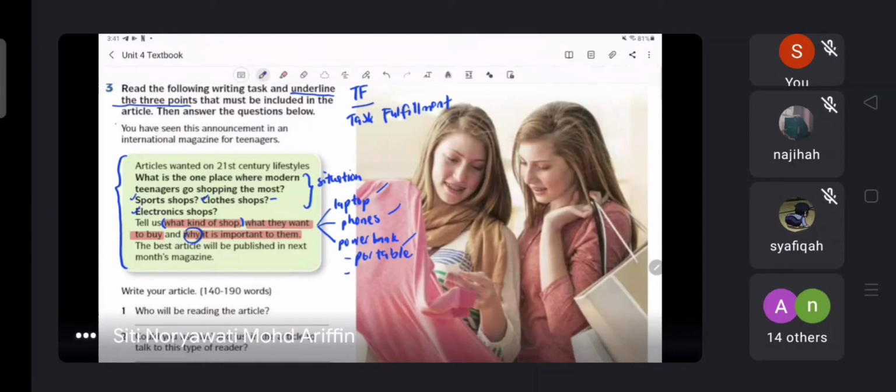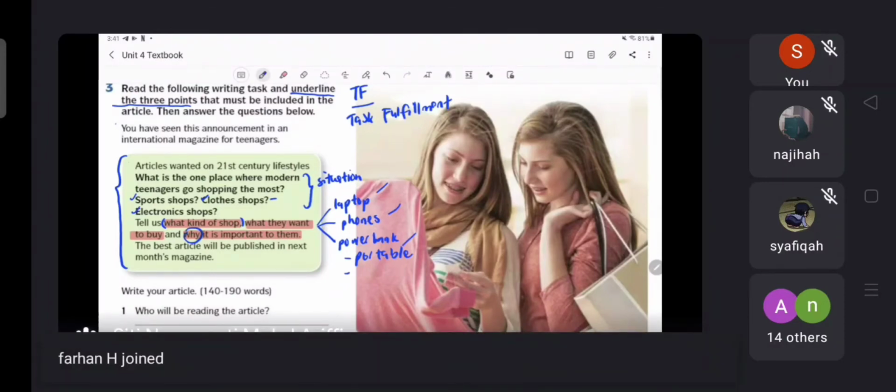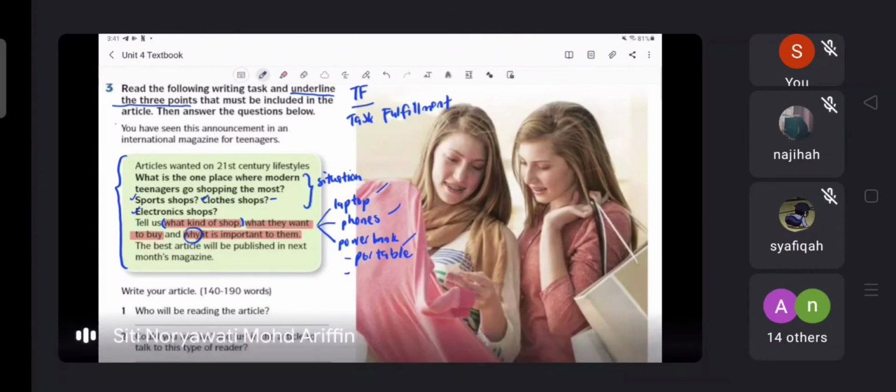Just choose one. Phones, why do phones important to teenagers, modern teenagers? Common lah ni, modern teenagers. Maybe katalah, kita boleh kata phones are important because they want to play games, play online games pun boleh, tak kisah. Okay, as long as you answer why is it important to these teenagers. Okay, so it can be other reasons as well.